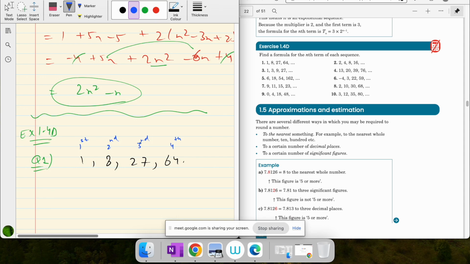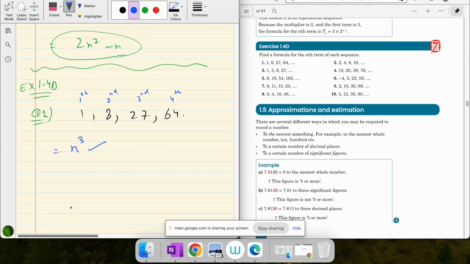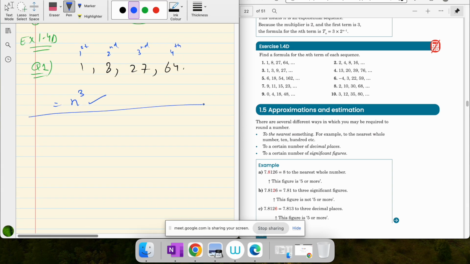Any guesses? N cube, that's right. 1 cube is 1, 2 cube is 8, 3 cube is 27, and 4 cube is 64. So the sequence is n cubed. Question number 2. 2, 4, 8, 16. 2 raised to the power n. You mean this? That's right. So 2 power 1 is 2, 2 power 2 is 4, 2 power 3 is 8, and 2 power 4 is 16.